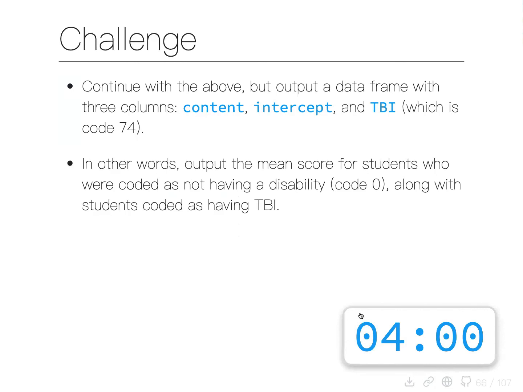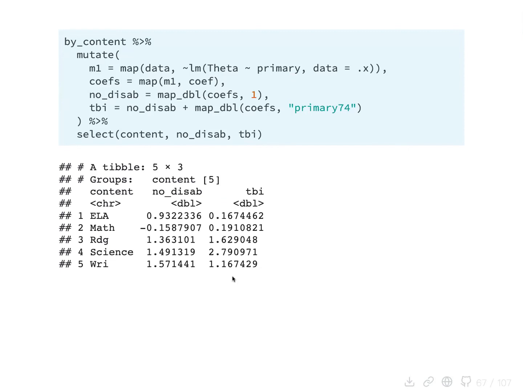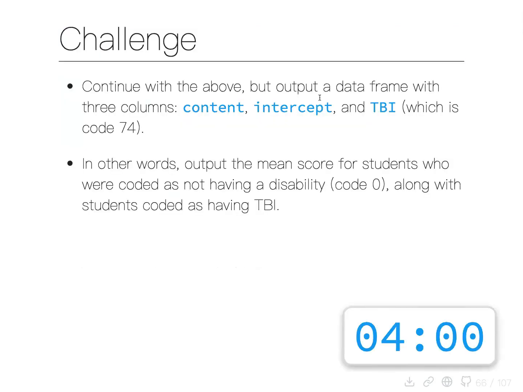I'm going to skip over this because we only have like 10 more minutes until we're going to do our quiz. So I'll just show you. Let's say we wanted to continue with it, but we wanted to end up with something that had 3 columns: the content area, the intercept, and then a value for TBI, which is traumatic brain injury, code 74. So we want to know basically what's the average score for the reference group, whatever that is, and I can't remember, but we'll probably say no disability is the reference group. And then what the average score is for TBI.